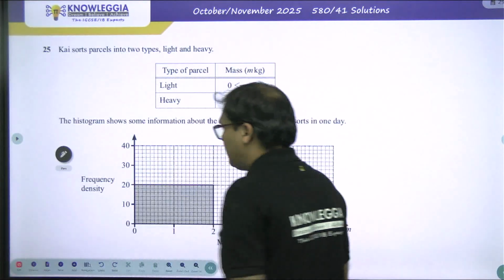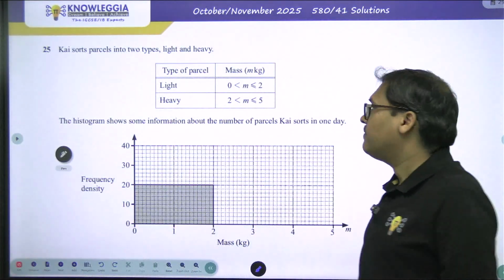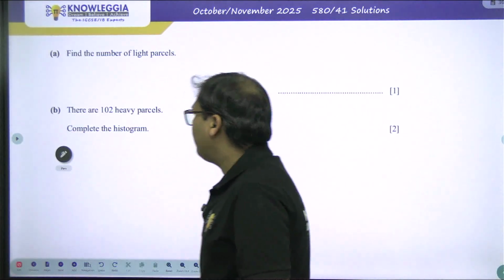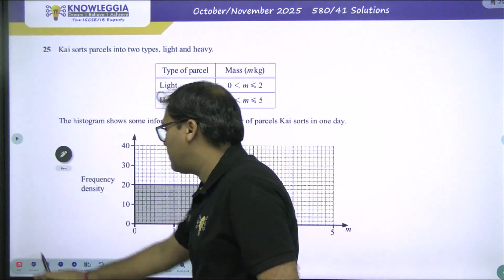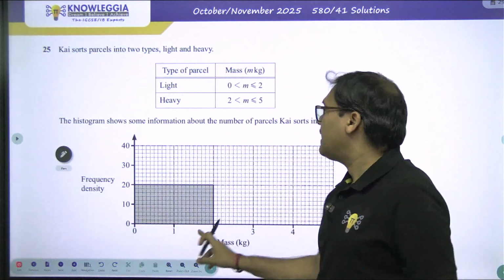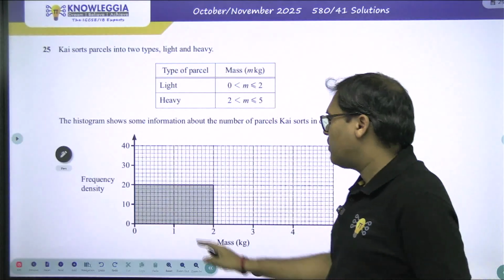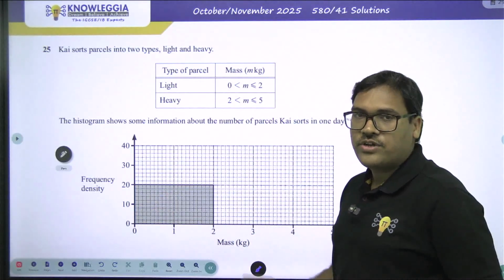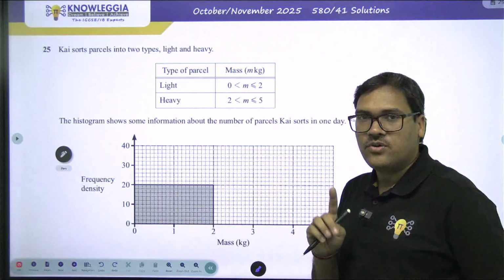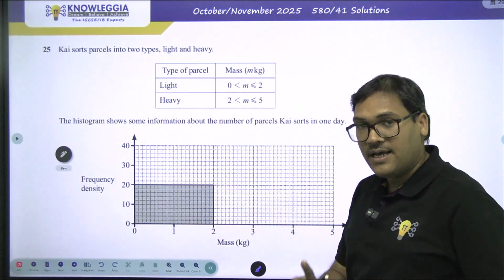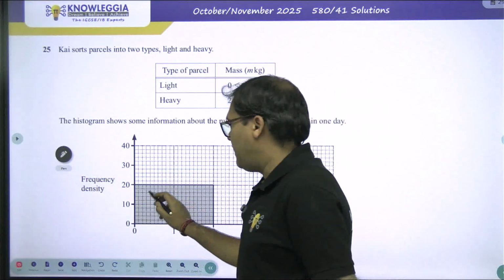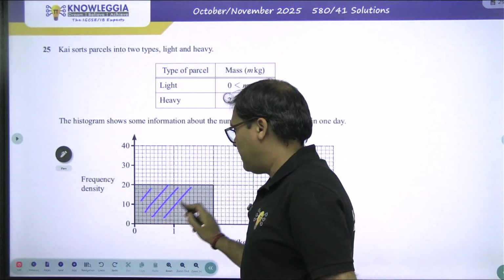So this is the histogram given in frequency density. You have to find the number of light parcels. So you can see we have completed the light parcels. Light parcel mass should be between 0 and 2. Now, how to calculate the frequency? Frequency from frequency density, if you have to calculate the frequency, this is the area of the rectangle. The area of the rectangle will give the frequency.